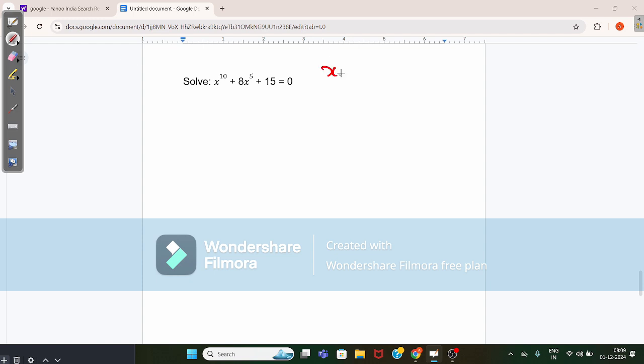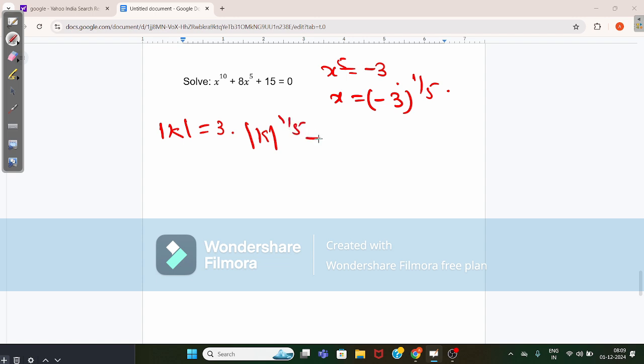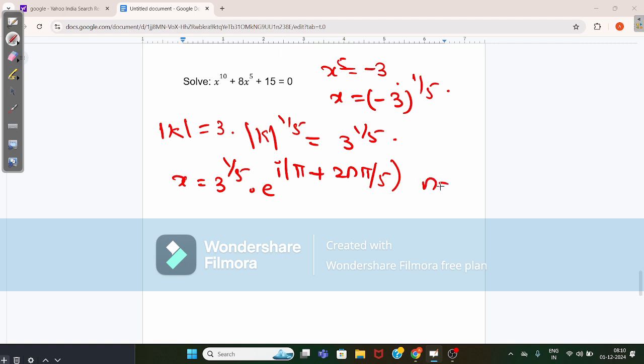So take x power 5 is equal to minus 3. So x is equal to minus 3 whole power 1 by 5. Here mod k value is 3, and mod k whole power 1 by 5 value is 3 power 1 by 5. So the x value will be 3 power 1 by 5 into e power i pi plus 2n pi by 5, where the value of n is 0, 1, 2 and so on. So take n value as 0. x0 value will be 3 power 1 by 5 into e power i pi by 5.